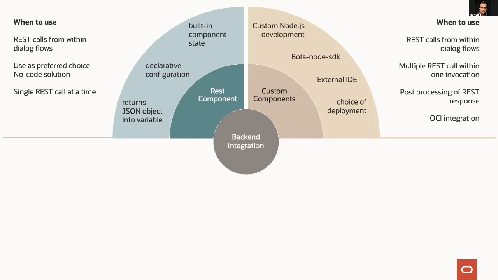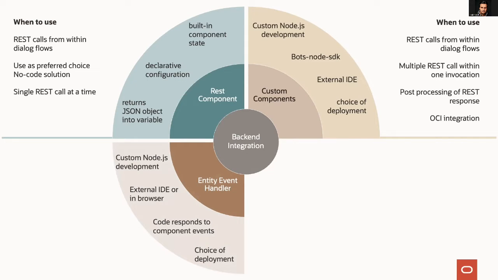Both, and this is why they are all on the top level, are dialog flow integrated. The third option is the entity event handler. Entity event handlers, again, are custom components. And this is why I need to make sure that we understand custom components. On the right upper side are dialog flow custom components. And these are custom components in the context of a composite bag entity. You develop them with Node.js, but you do have a choice of development IDE, either an external IDE, or you can build this within Oracle Digital Assistant in the browser. We will cover that later on.